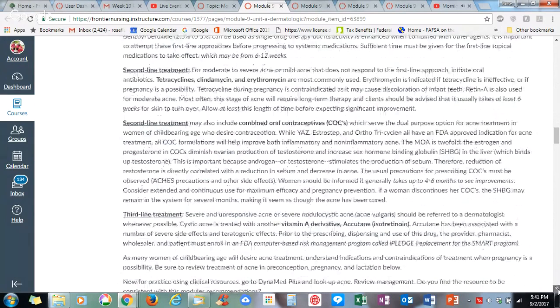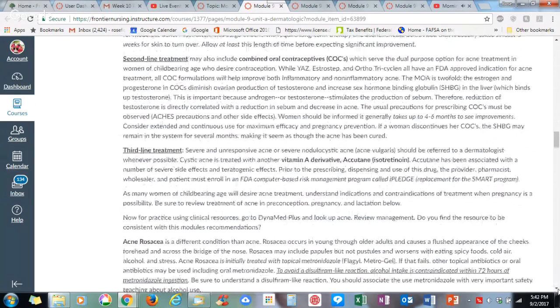Third-line treatment, severe and unresponsive acne or severe nodulocystic acne, acne vulgaris, should be referred to a dermatologist whenever possible. Cystic acne is treated with another vitamin A derivative, which is Accutane or isotretinoin. Accutane has been associated with a number of severe side effects and teratogenic effects. Prior to the prescribing, dispensing, and use of this drug, the provider, pharmacist, wholesaler, and patient must enroll in an FDA computer-based risk management program called iPledge, replacement for the SMART program.